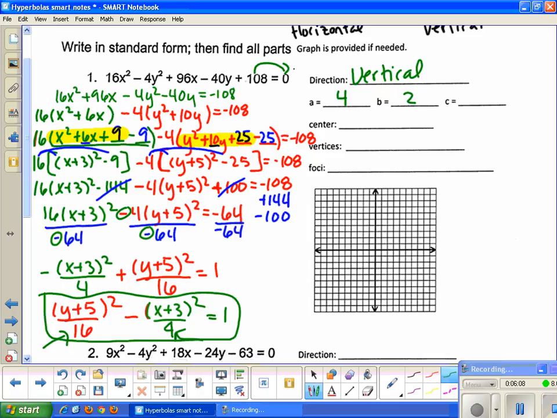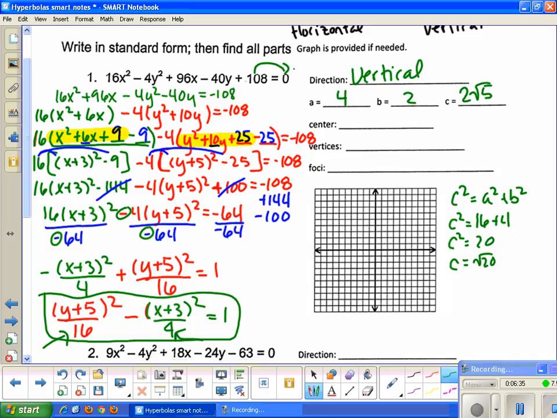To get c, remember, c squared is equal to a squared plus b squared now, instead of subtracting like we did for the ellipses. So c squared is equal to 16 plus 4. So c squared is equal to 20, and so c is equal to the square root of 20, which we can reduce into 2 root 5. And remember, the c is going to help us find our focus.